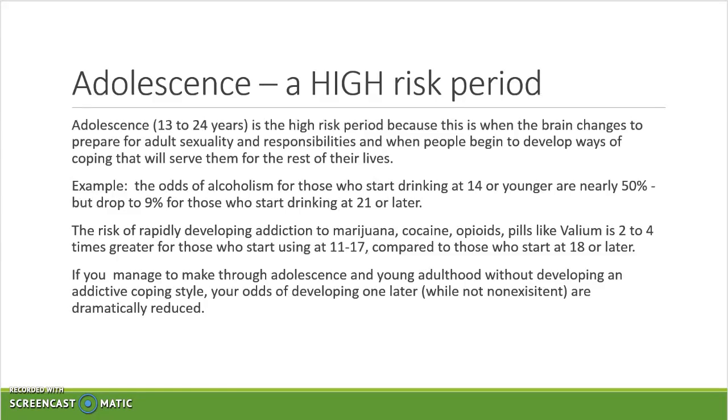For example, the odds of alcoholism for those who start drinking when they're 14 years old or younger is nearly 50%. But it immediately drops to 9% for those who start drinking at 21 or later. The risk of rapidly developing addiction to marijuana, cocaine, opiates, pills like Valium is 2 to 4 times greater for those individuals who start using at the age of 11 to 17 compared to those who start at 18 or later. So if you can manage to make it through your teen years and early adulthood without developing an addictive coping style, the odds of you developing one at a later time aren't non-existent, it still occurs, but they're dramatically reduced. This information is really important when we're assessing the onset of use of either alcohol or other substances.